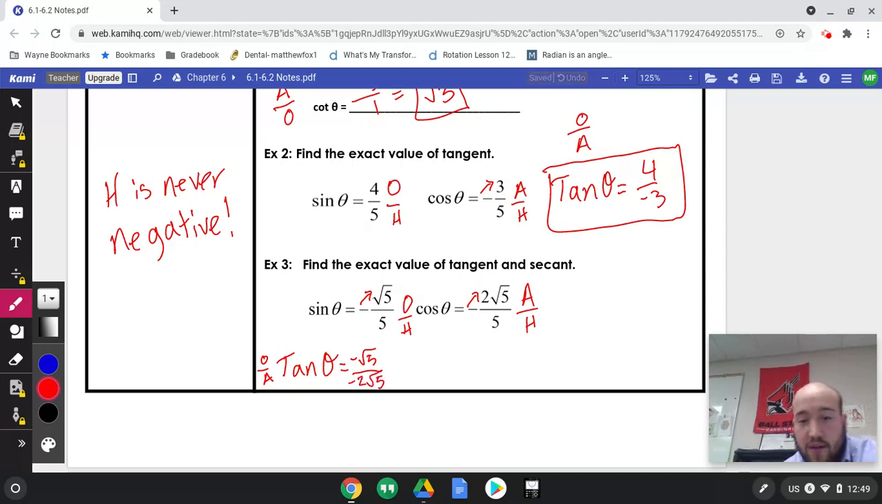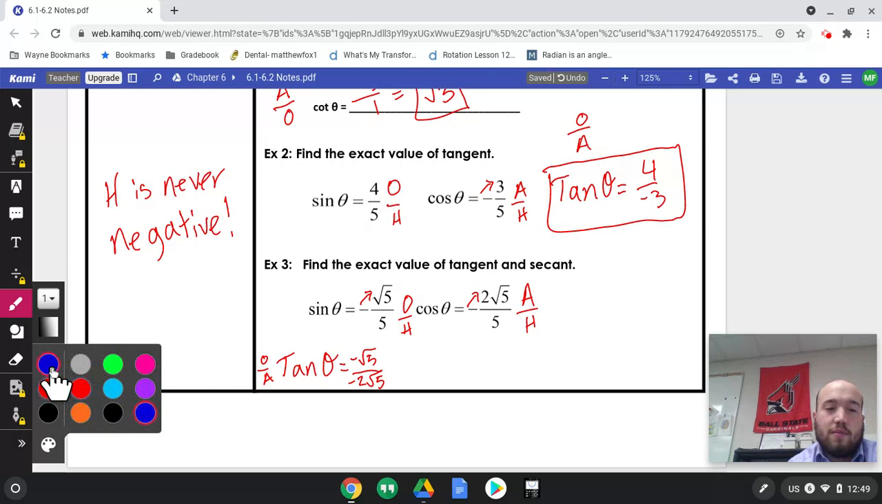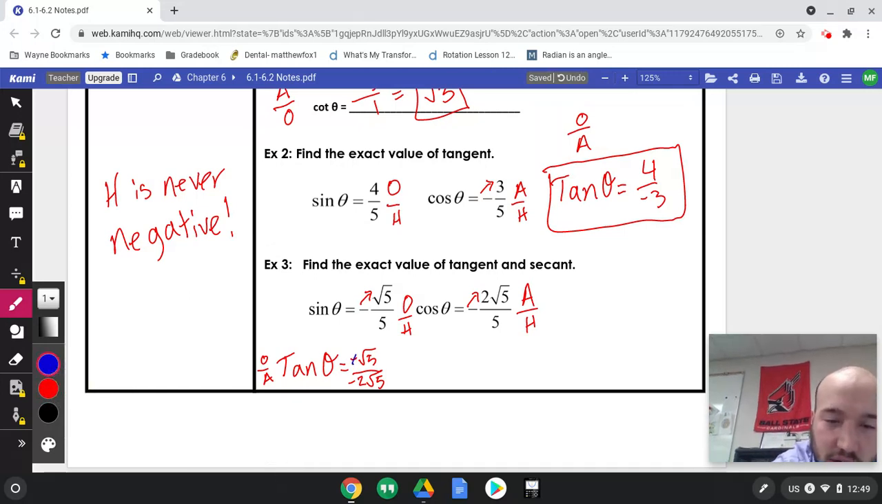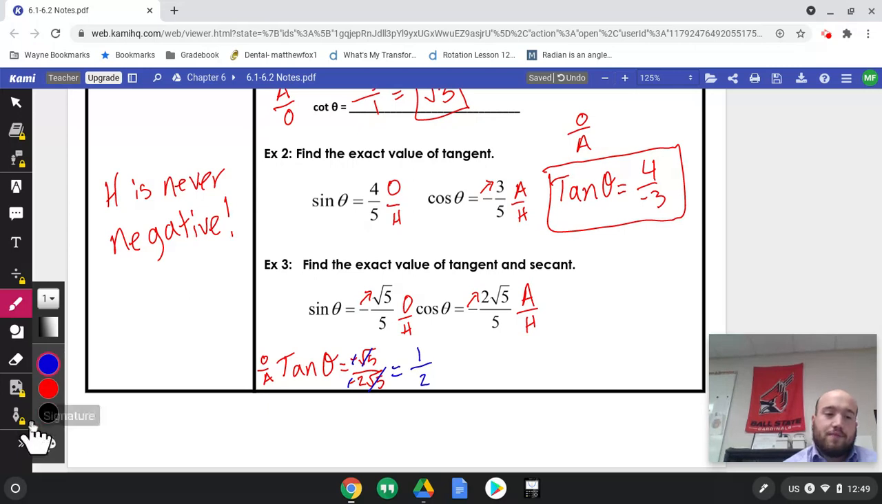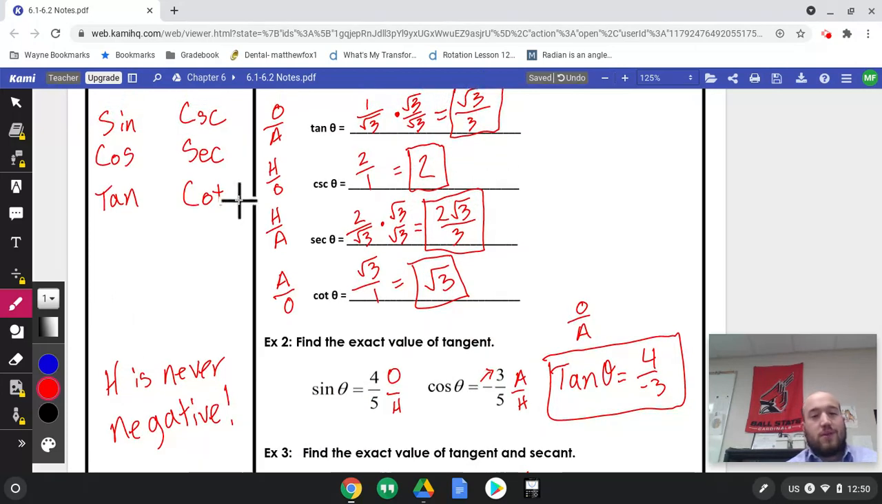Now from here, I'll grab that blue pen. The negatives are going to cancel. Square root of 5 and square root of 5 cancel out. And we're left, if all that cancels on top, just with a 1 on top over 2. So 1/2, that is what we get. Now our next one is secant. So secant of theta, if you have trouble, keep this list handy. If we go up here, remember secant is the reciprocal of cosine.